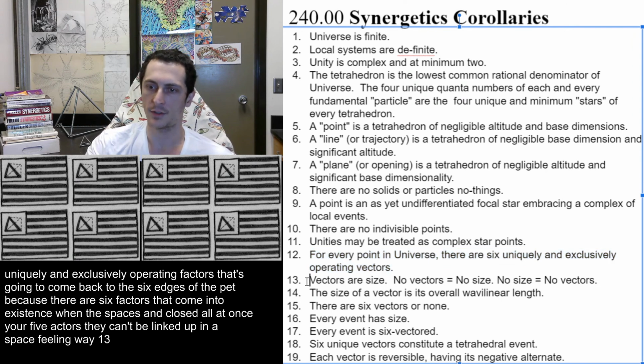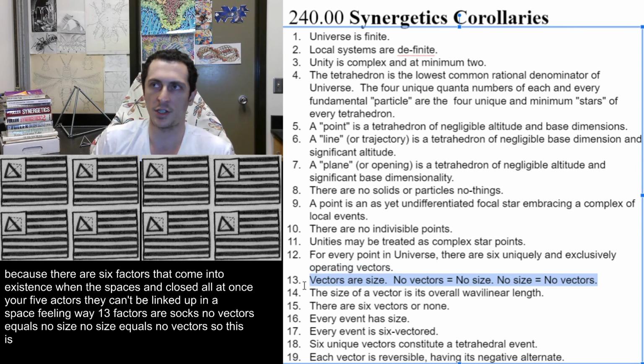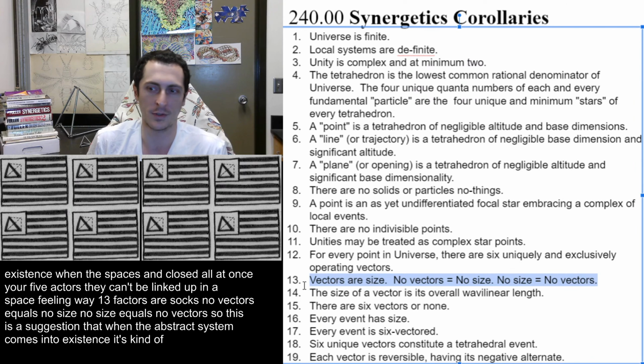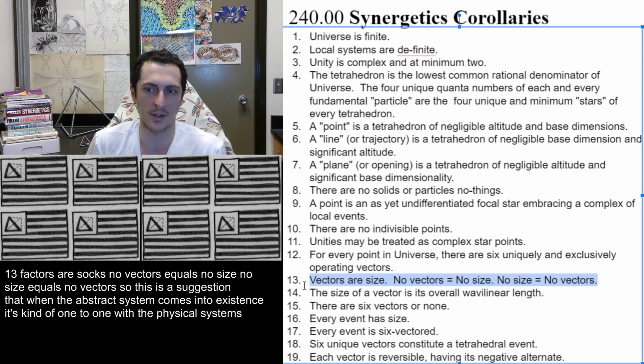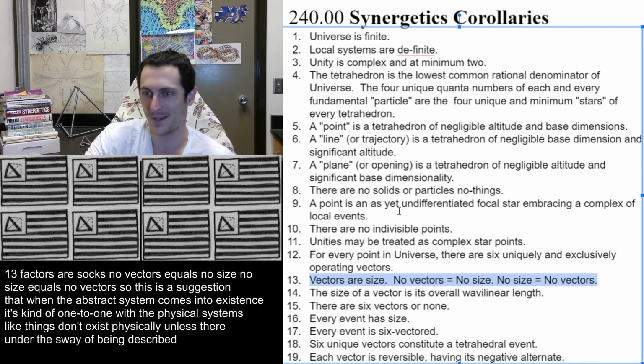13. Vectors are size. No vectors equals no size. No size equals no vectors. So this is a suggestion that when the abstract system comes into existence, it's kind of one-to-one with the physical systems. Like things don't exist physically unless they're under this way of being described, maybe.